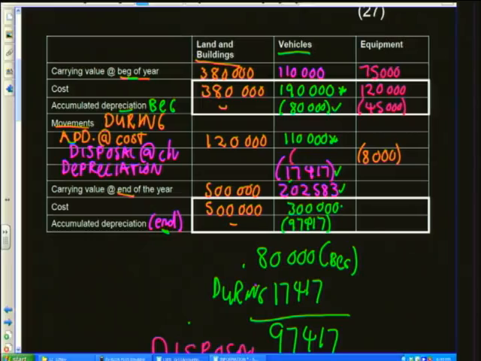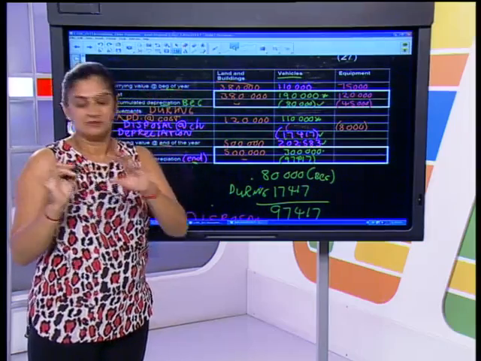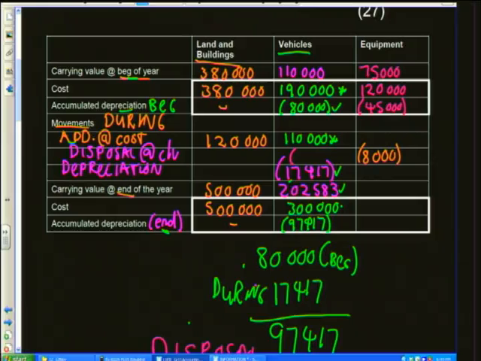So addition at cost, and Megan, I have no idea why, but these figures seem to be repeating themselves. I just want to make it very clear to the students that it's just a pure coincidence.